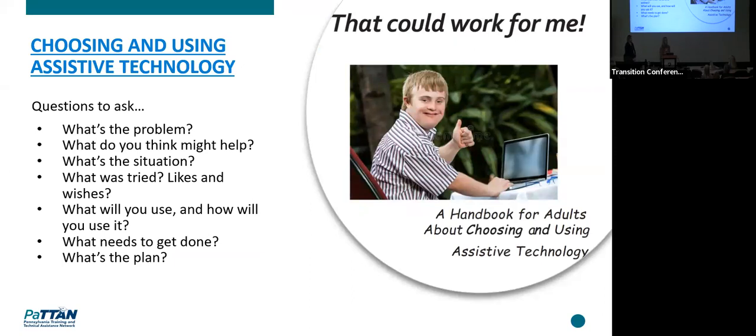This is another resource. This is fantastic. It is a literal walkthrough of how you would choose and use technology for adults after you graduate from high school. I like the simplified language. I like that it is individually guided, that you can look through what's the problem? What do you think might help? What's the situation? Because situations will vary. I might use technology in one situation and not in another. What's already been tried? What do you like? What do you not like? And what do you wish had more features?